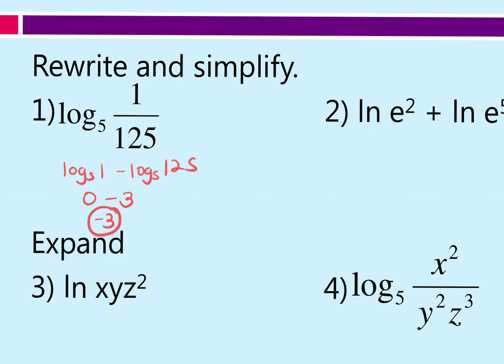Alternatively, if it was just simplify, then 5 has to go to the bottom of a fraction, which means the exponent has to be negative, and 5 to the third would be 125. So you could also get directly there using that rule.